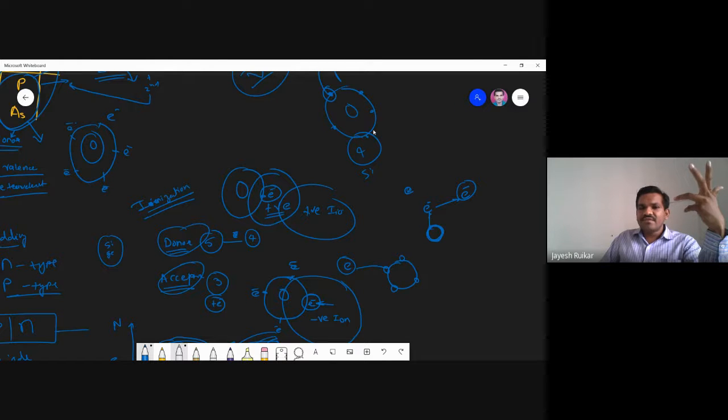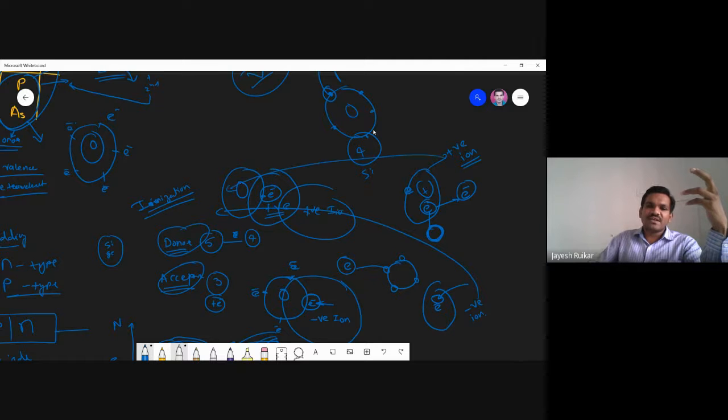Or you can say that if it gives an electron to a neighboring atom, this electron is negatively charged, so it now becomes a positively charged particle, that is called a positive ion. In a similar way, if there is a hole and it accepts an electron, this part becomes a negative ion. So we can talk about positive ionization or negative ionization.